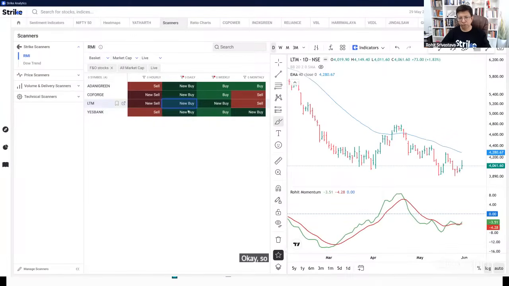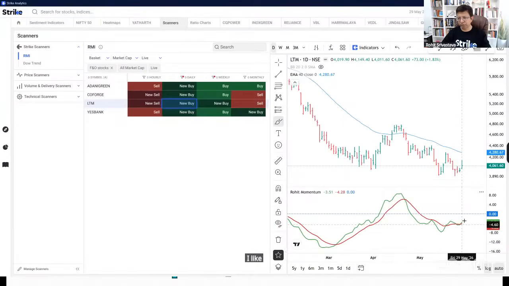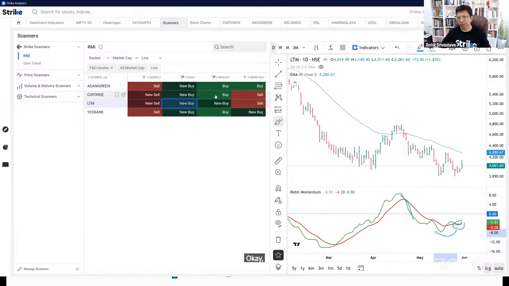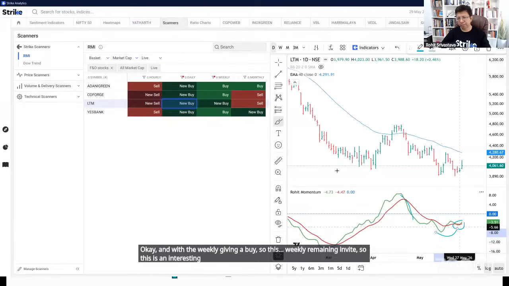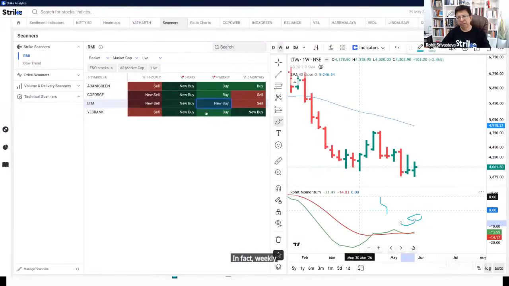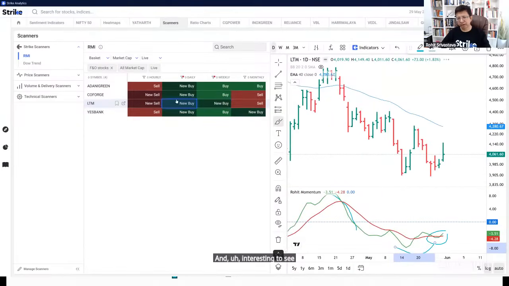Okay, so now you have two more coming in into this list from what we had. And now when you look at it, you see this one. I like this because now this signal is coming from below the zero line. After this has gone to zero, and now you're getting a buy signal here. Okay, and with the weekly giving a buy. So this weekly remaining in buy. So this is an interesting setup. Dual time frame. In fact, weekly has just given a new buy over here. So the weekly and daily both have given a new buy, and interesting to see whether that can play out.